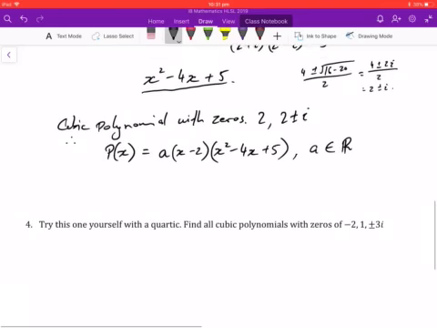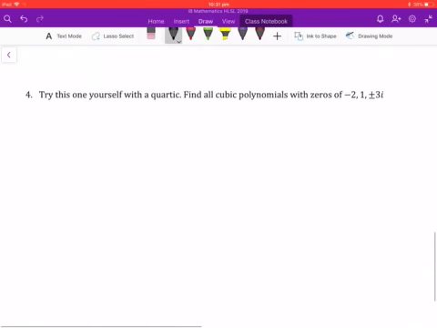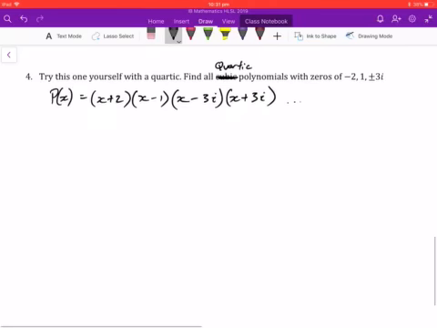Okay, now try this one yourself with a quartic. Find all quartic polynomials, that's a typo, with zeros of minus 2. We'll get you started off. Essentially it's going to be x plus 2, x minus 1, x minus 3i, x plus 3i, dot dot dot, and you will probably be able to finish that off.